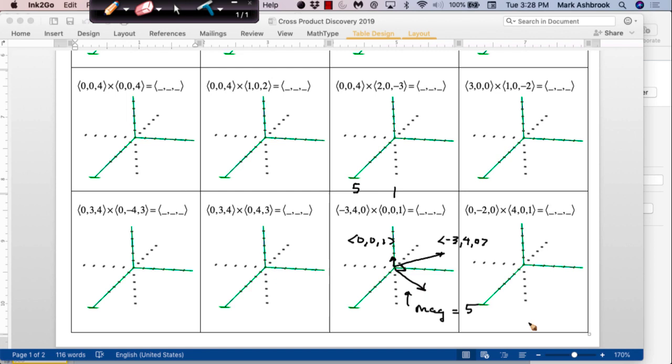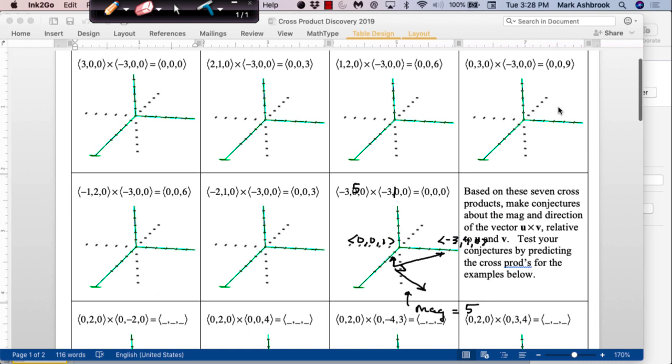Question, please. You should explain how you got the 5 one more time. Okay, so the 5 came from the fact in those first 7 examples, remember this one here? We looked at this one, and we got 0, 3, 0, cross, negative 3, 0, 0. And since those were orthogonal to each other, the magnitude of the cross product ended up being the product of the magnitudes in the case where your original vectors were orthogonal.